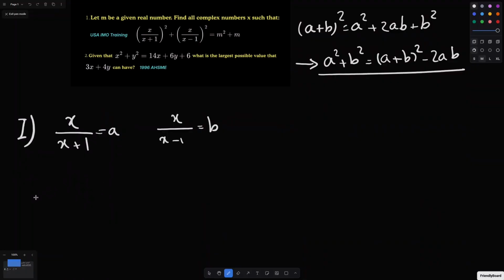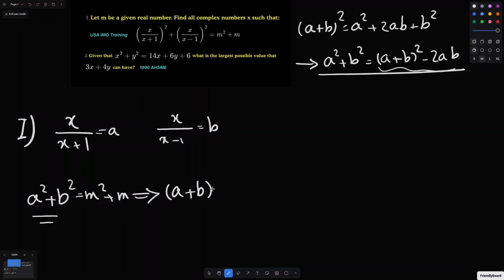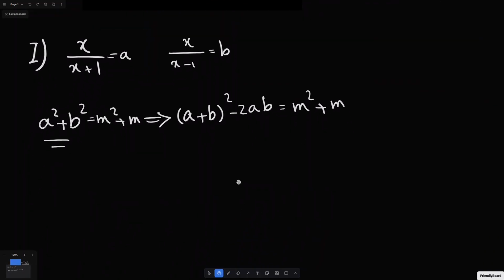So I will have a^2 + b^2 = m^2 + m, and from here I also have this. So I'm just going to substitute this side for the left hand side here. So I can write a^2 + b^2 as (a+b)^2 - 2ab = m^2 + m. Okay, so now let's just put a and b here, substitute it back, and add them together, and then multiply them together and see what we get.